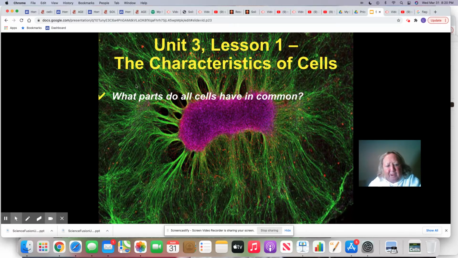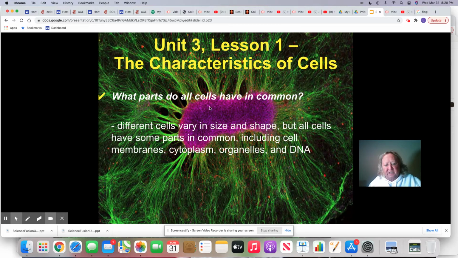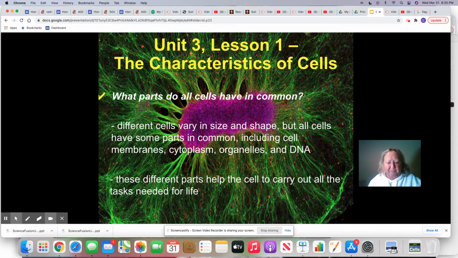All right, so what parts do all cells have? Well, they have 4 things. One's called cell membranes, and we'll learn all of these in just a little bit. I'll explain them at the time. Then we have what's called cytoplasm, organelles, and DNA. You've probably heard of DNA, at least maybe the term.